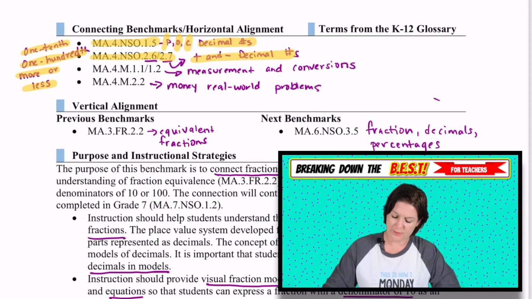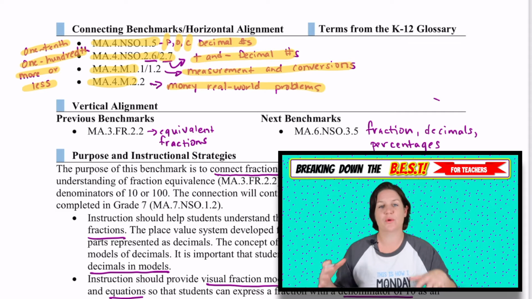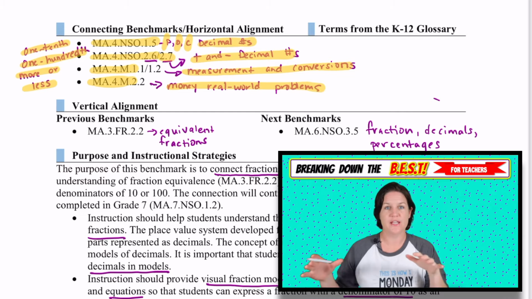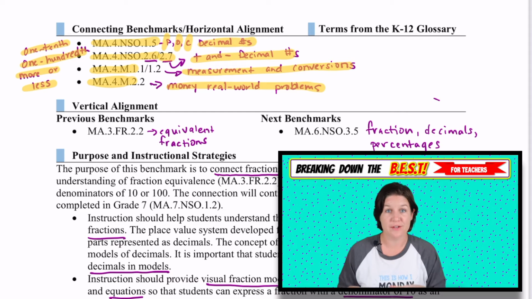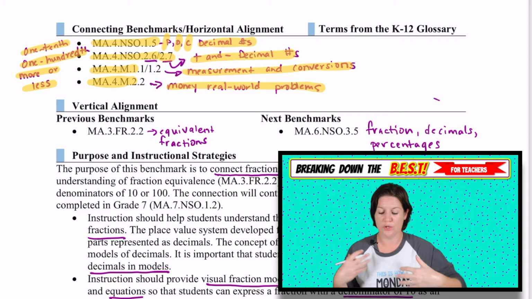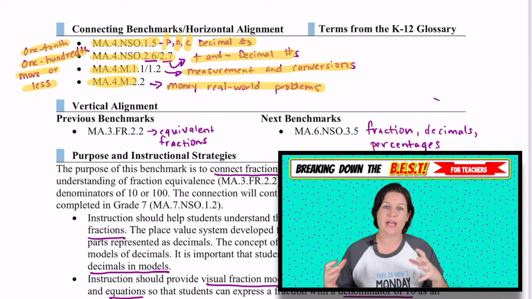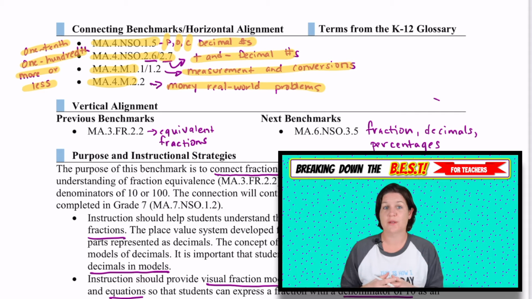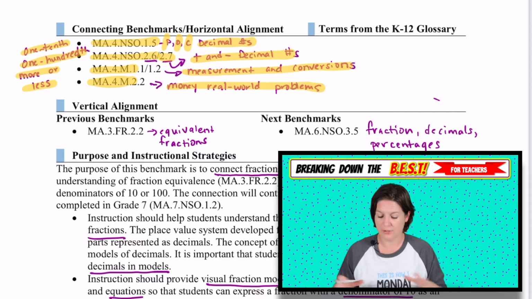2.7 is where we're adding and subtracting decimals. We've got these measurement conversion standards right here. And then finally we have money real world problems. So what I love about 4th grade with decimals is that we're really making sense of them. We're using visual models. We're connecting it to money. We're showing how it applies to measurement conversions and plotting them on number lines, okay?